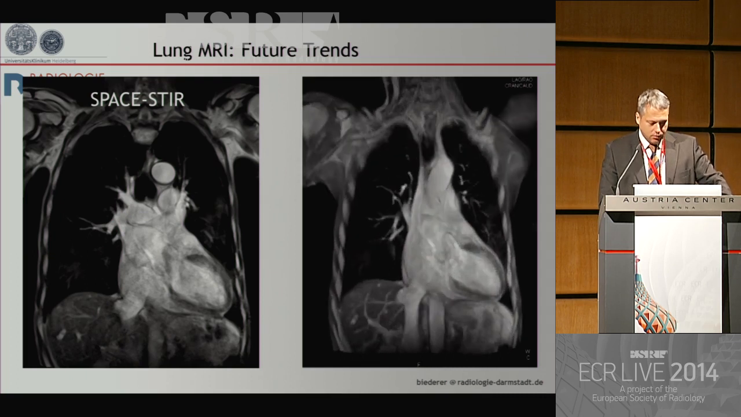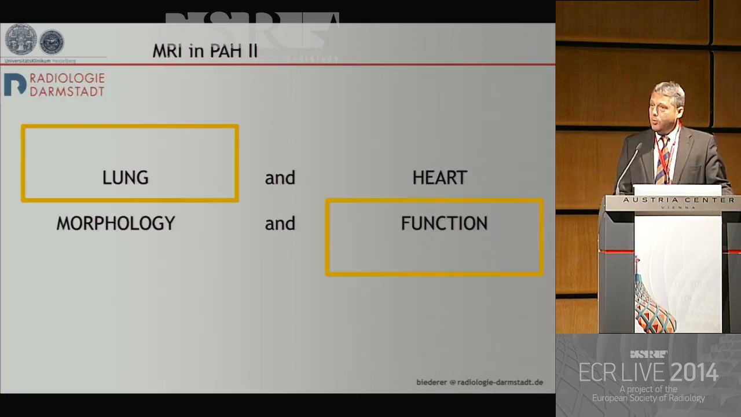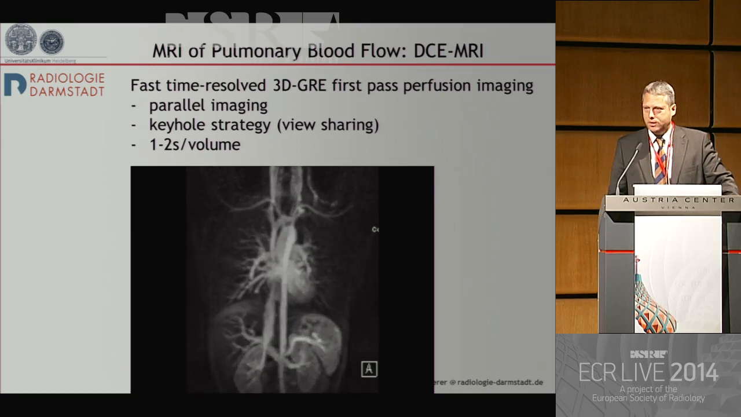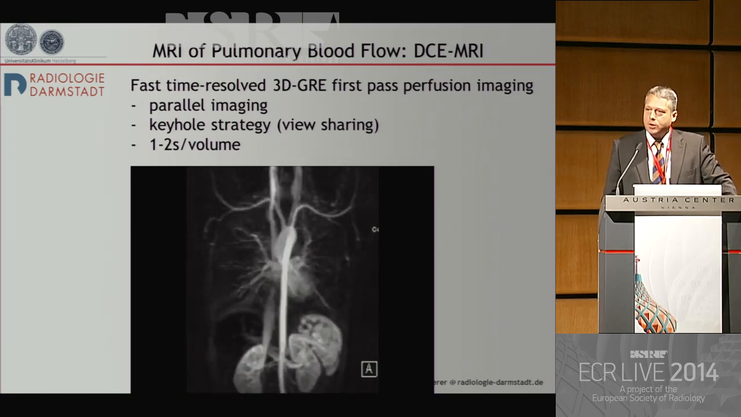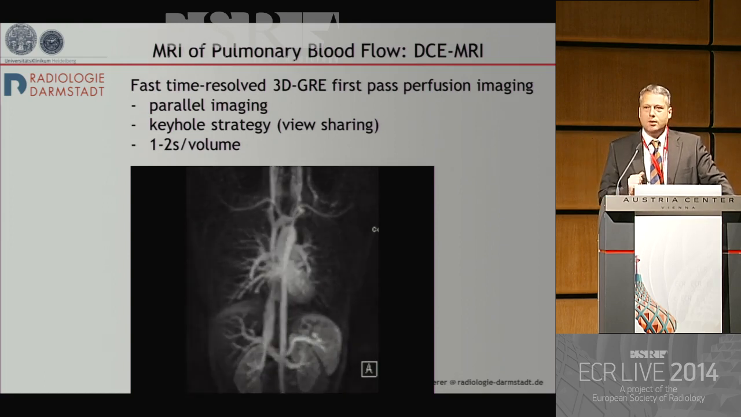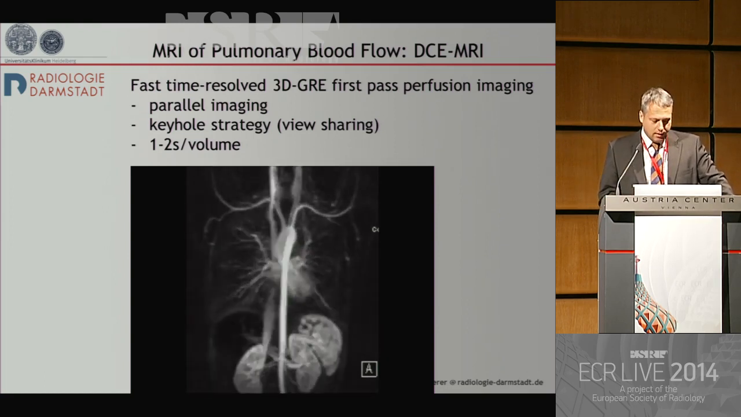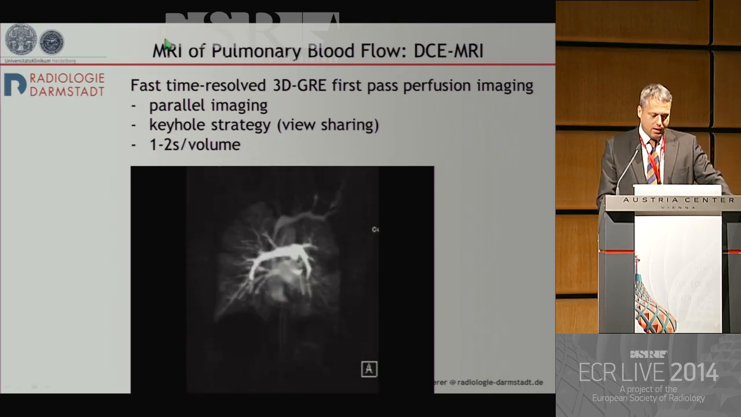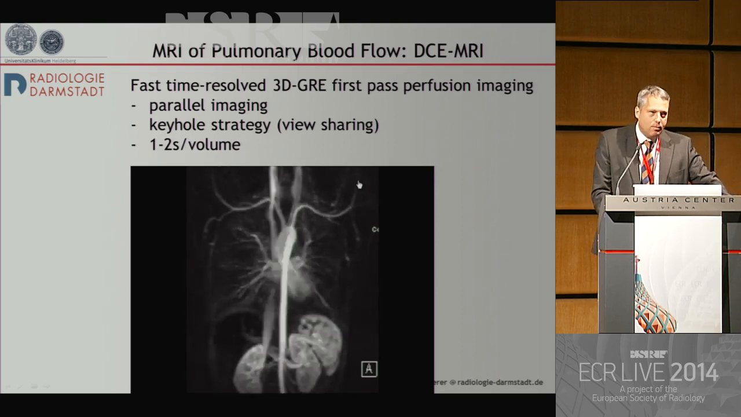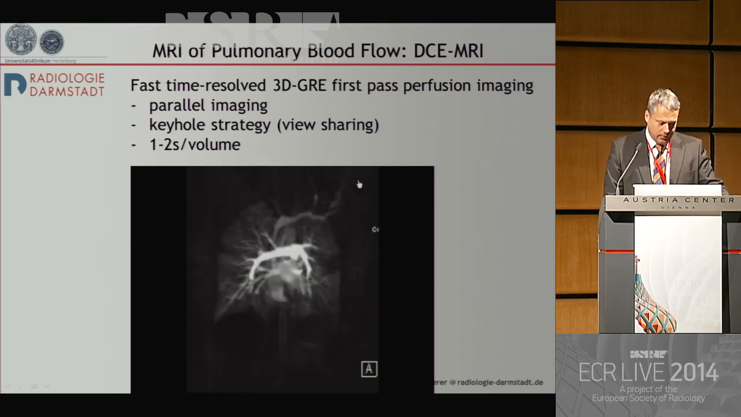But this is not yet ready, so we stick with what we have, and we look at lung function. Because we say MR is the technique that ideally combines functional and morphologic imaging, as we claim. So our workhorse in this case is again the first pass perfusion. 3D data sets acquired within less than 2 seconds of acquisition time, one after another, fast time-resolved 3D gradient echo imaging for first pass perfusion imaging. This is the one that we have, which is easiest to implement if you start working on this.